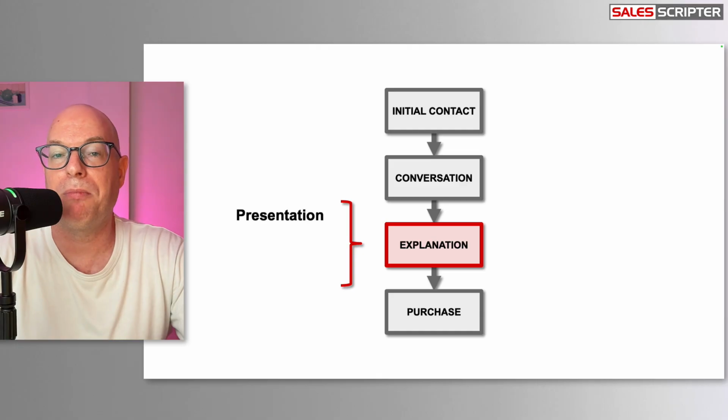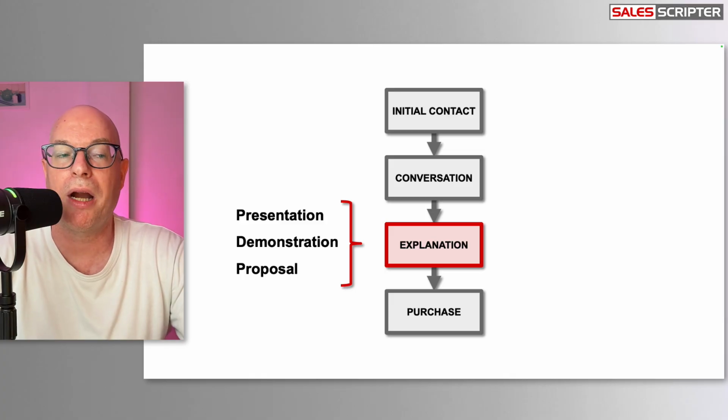And this typically can be you delivering a presentation to the prospect, demonstrating your product or service. This step might also just be the delivery of a proposal or a quote. You might sell a product or service that is fairly simple or doesn't require a presentation or demonstration. You still need to go through the explanation step, but this step might simply be you presenting your pricing or presenting a list of options.